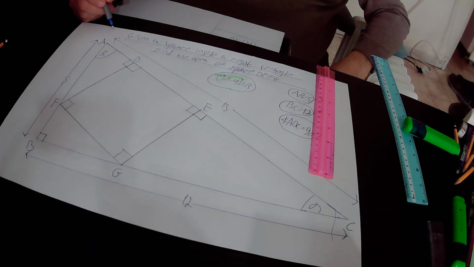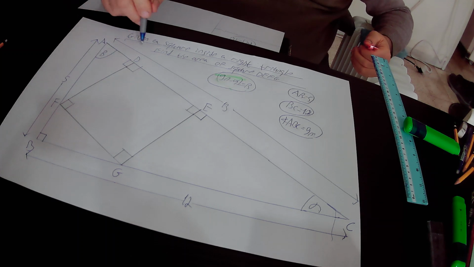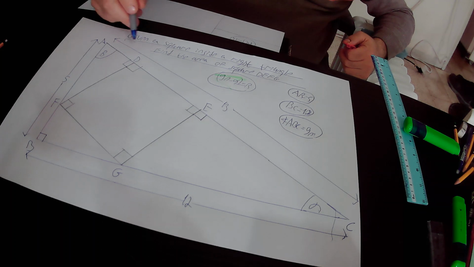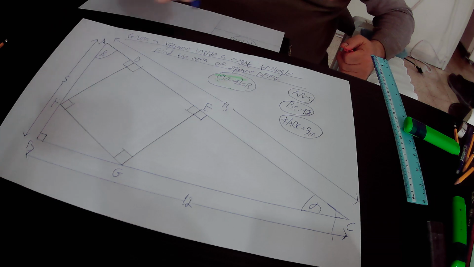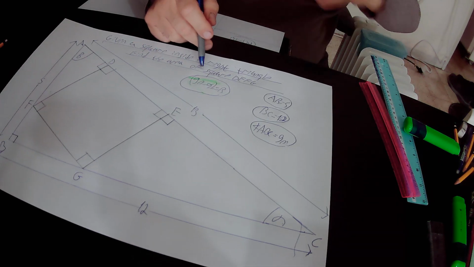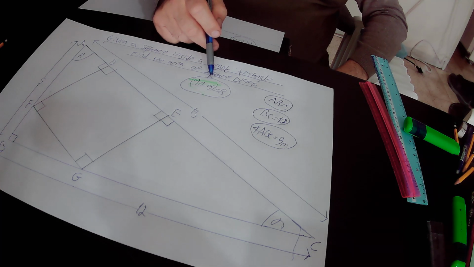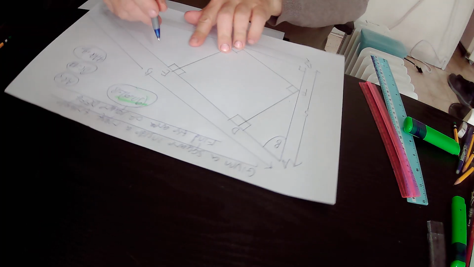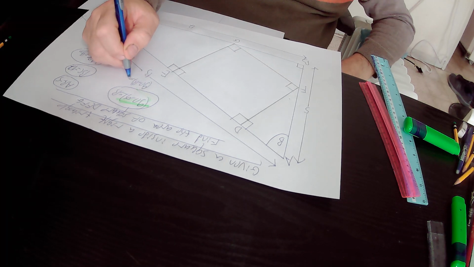So, we focus on the small right triangle, triangle ADF. In the small right triangle ADF, this angle equals beta, this angle equals 90 degrees. Therefore, the missing angle must be equal to 90 degrees minus beta. But here, we know that 90 degrees minus alpha equals beta. So if we add alpha to this equation and then subtract beta, we get that 90 degrees minus beta equals alpha.